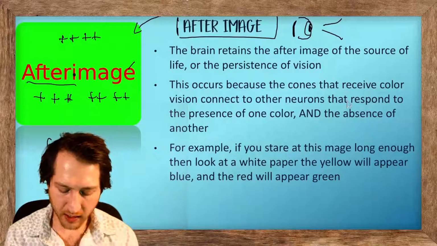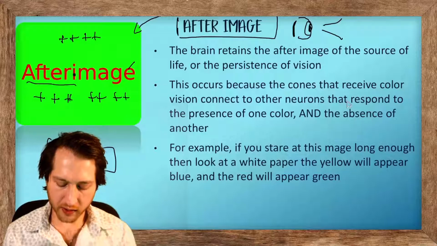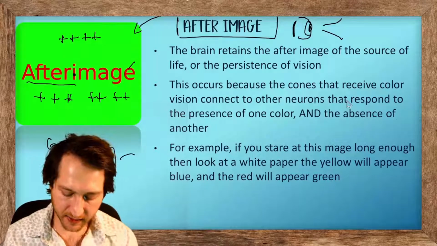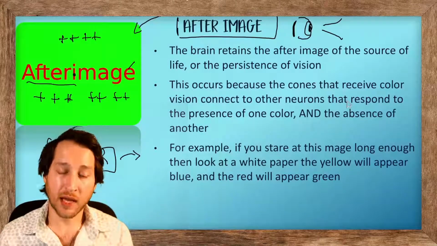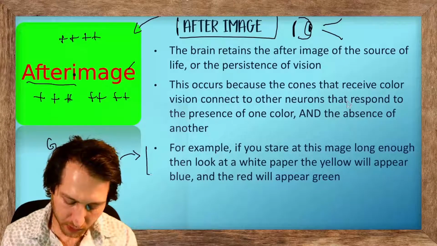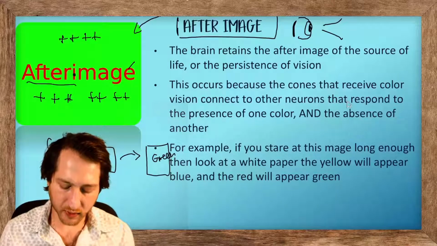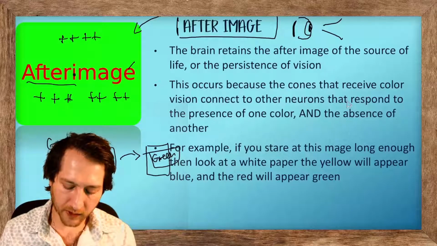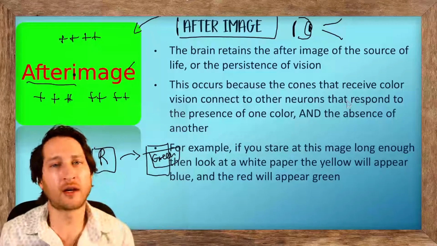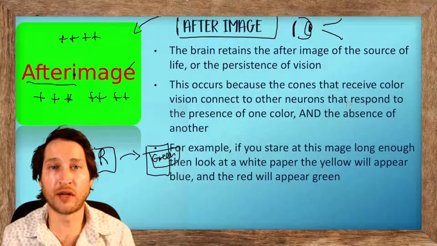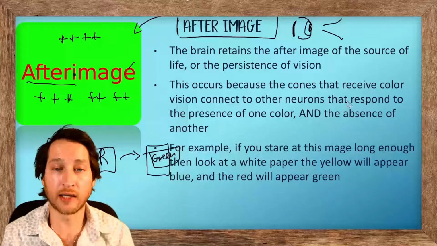So let's say you had a red square, you looked at it for 30 seconds, and then you put a white piece of paper there, it's going to appear green, because those are the opposite colors. So this is one of those experiments you just have to kind of do, and it's not super important that you understand the physiology behind it.